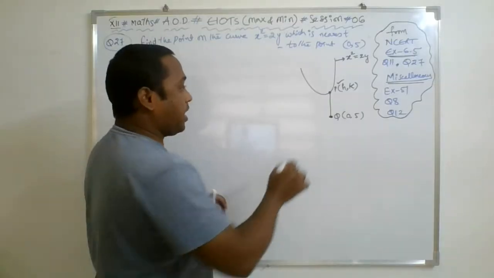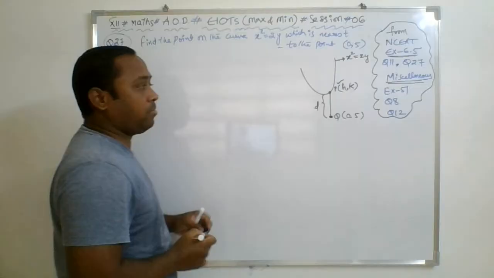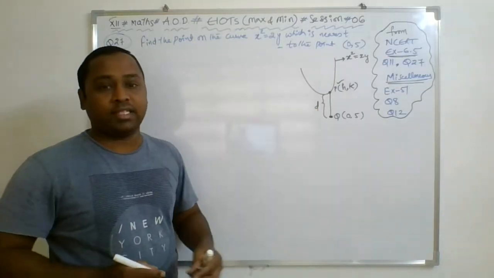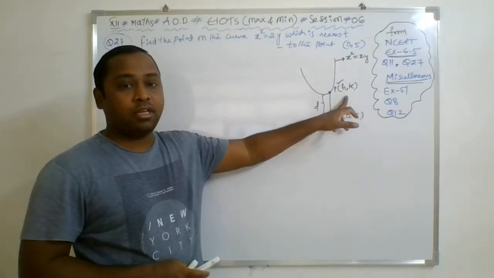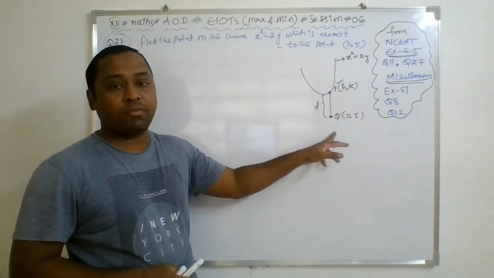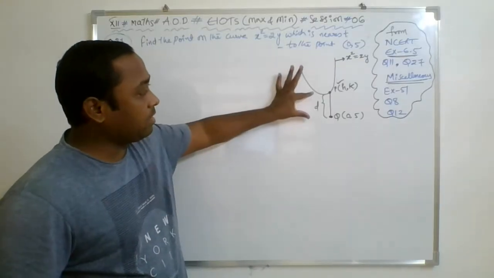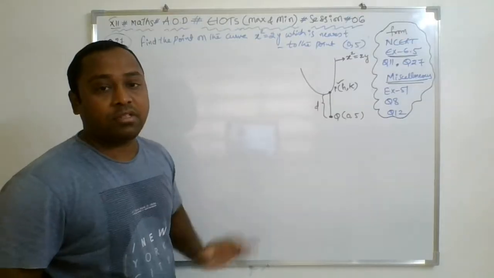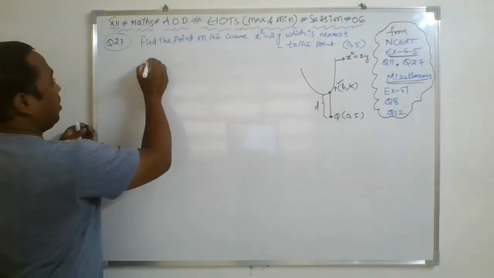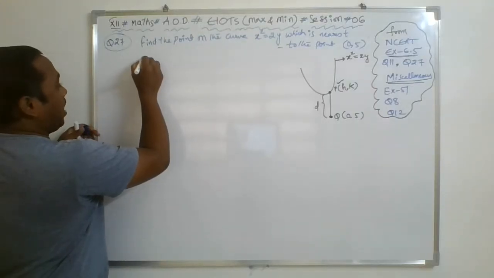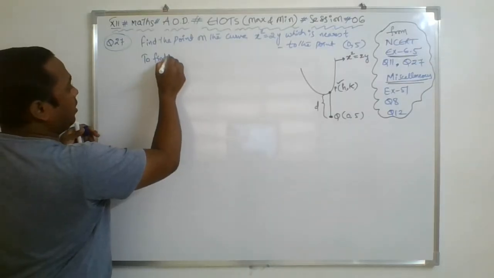So I have to take the distance. This is the distance between the required point and the given point, D. I have to find a point on the curve which is at a minimum distance from the given point 0 comma 5, so I have to make this distance minimum. This is the objective of my question. So first of all, what do I have to find first?